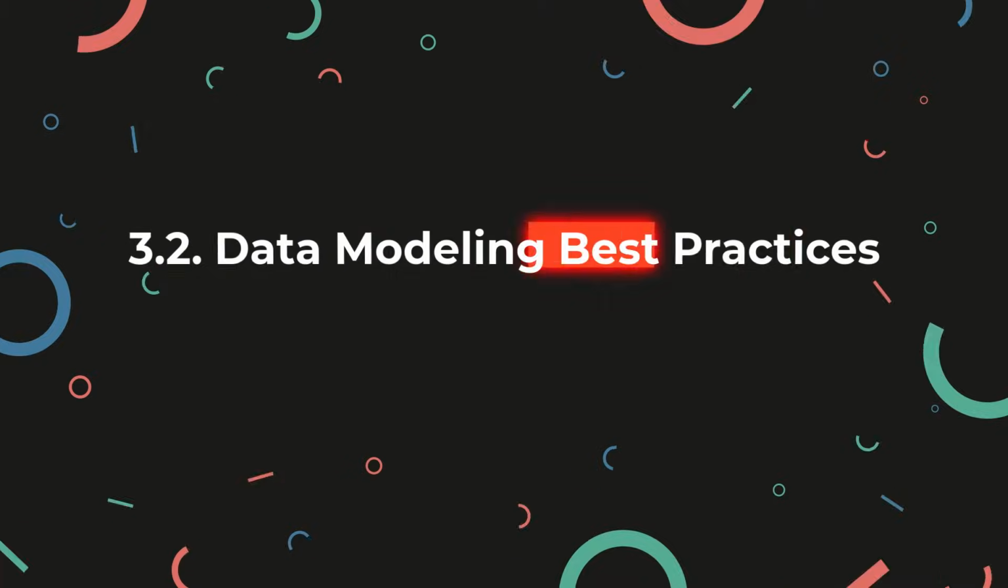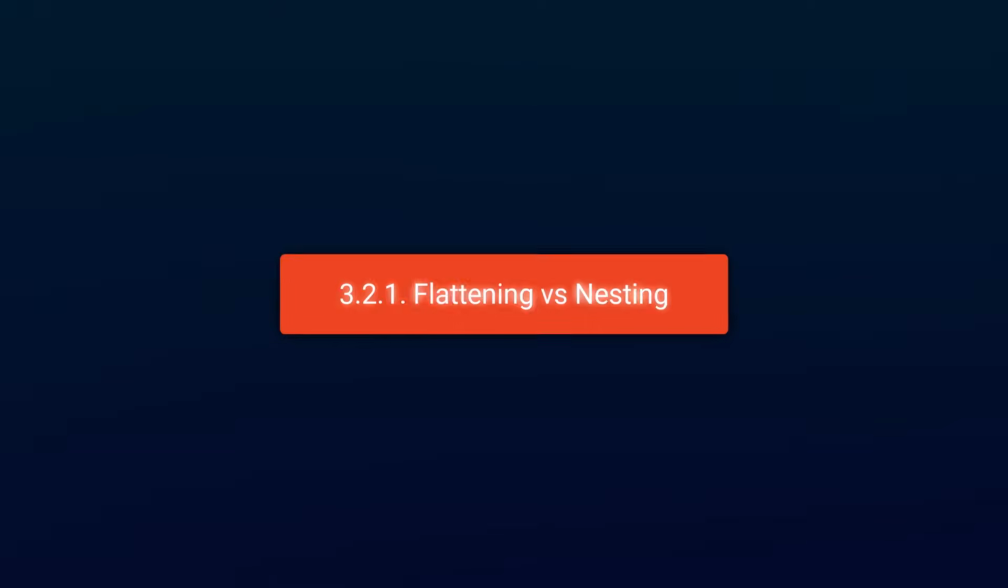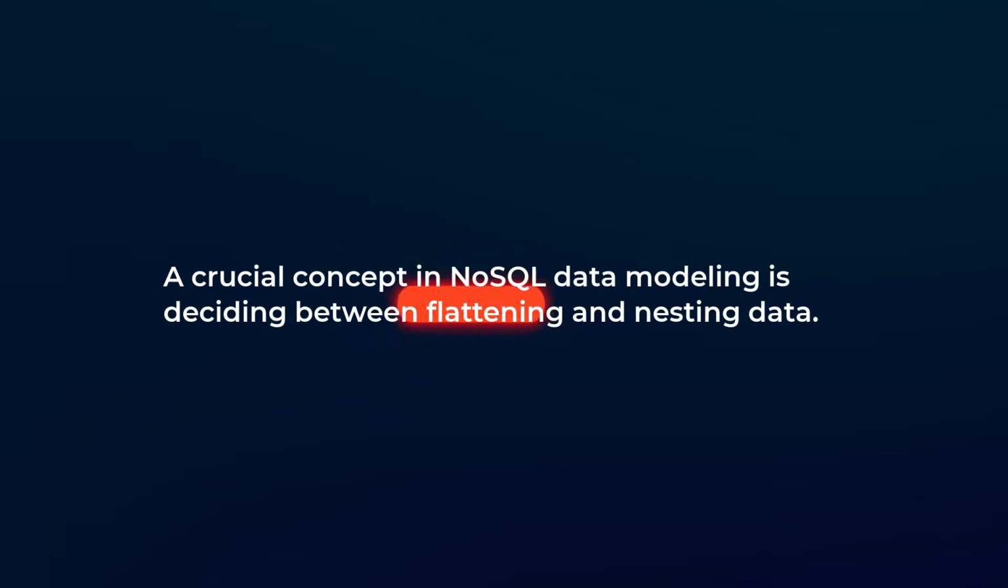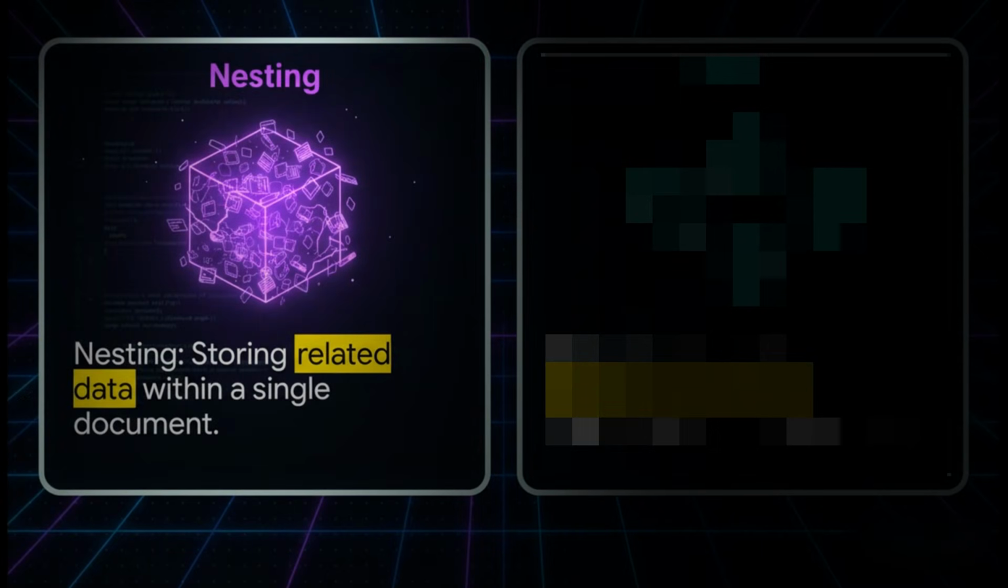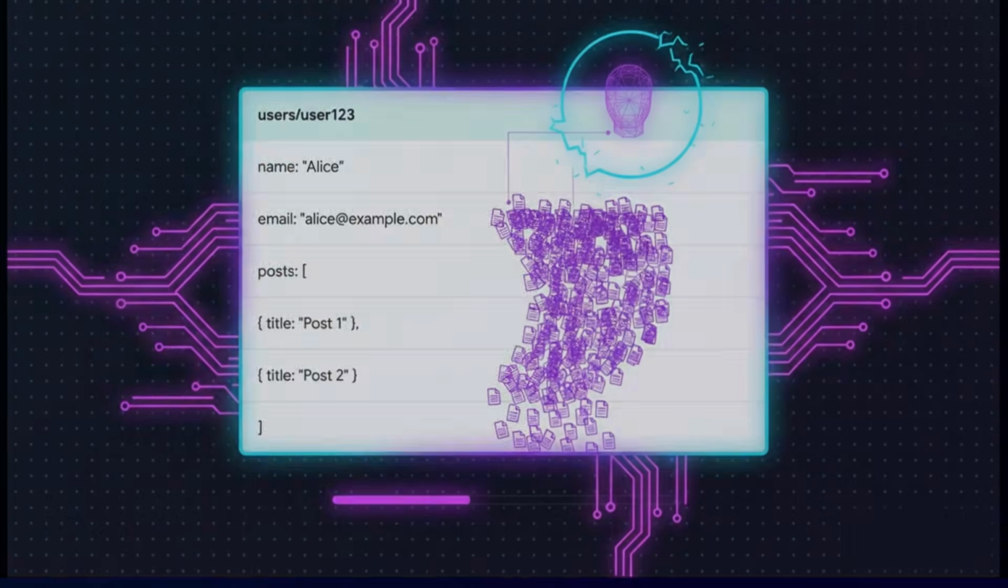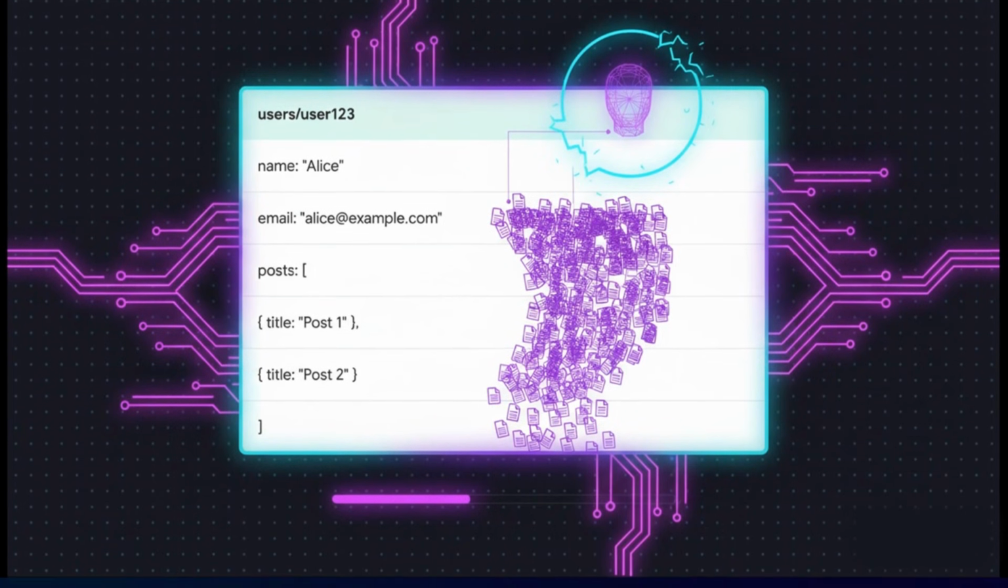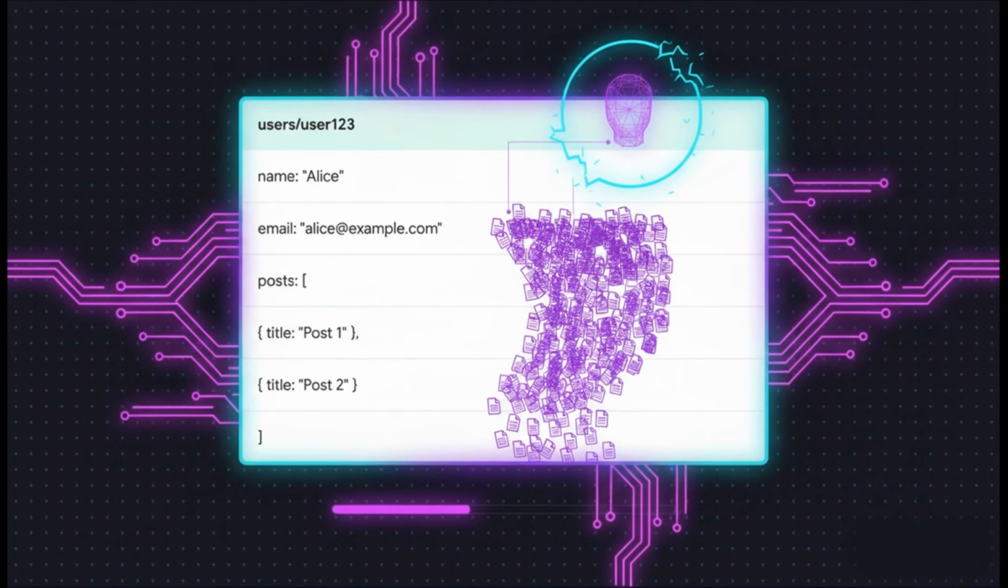Data modeling best practices. Flattening versus nesting. A crucial concept in NoSQL data modeling is deciding between flattening and nesting data. Nesting involves storing related data within a single document, often using a map or array. This is efficient for small, tightly related data that is always accessed together. However, nesting too deeply can make queries complex and inefficient.